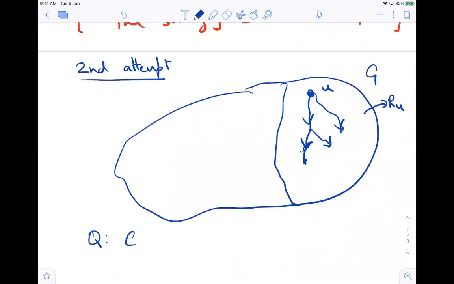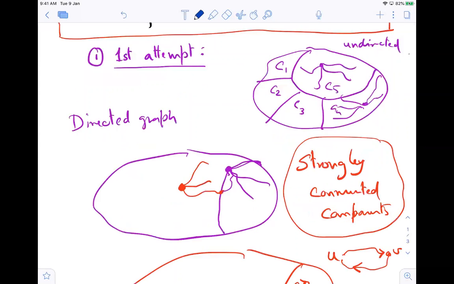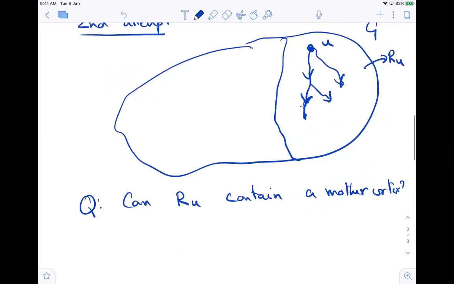Question is that, can R of U contain, no, I made a mistake. So okay, what happens? So of course, if R of U, so this is not a question. Okay, maybe I'll leave it as a question and then I'll see. Question. Can R of U contain a mother vertex? What do you think? It cannot, because otherwise R of U would have been the entire set.